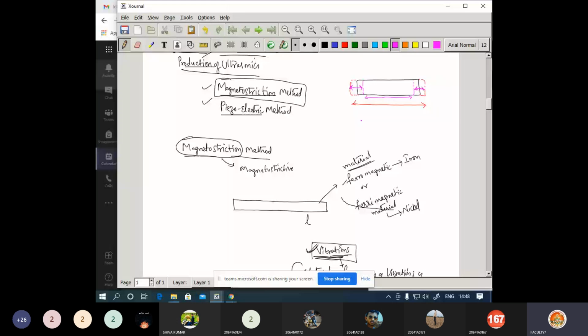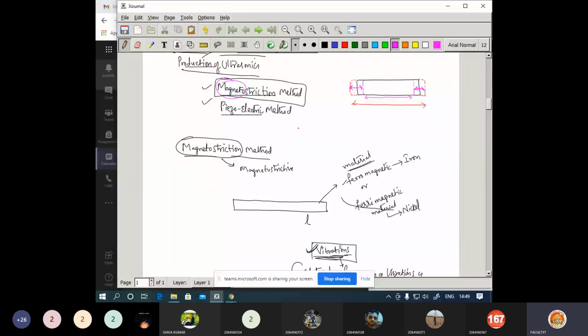Okay, so that is undergoing due to the alternating magnetic fields. You are placing this particular material in the alternating magnetic fields. So due to that, we are considering this as a magnetostriction or magnetostrictive method. Now, let us repeat these points once again.